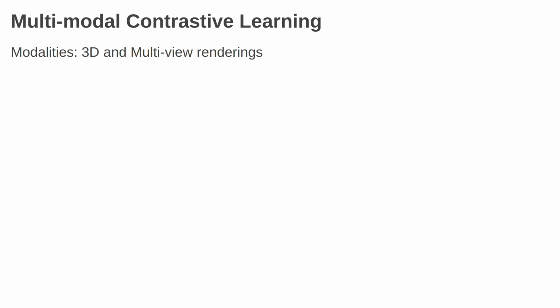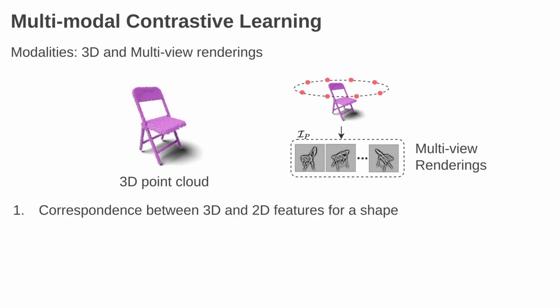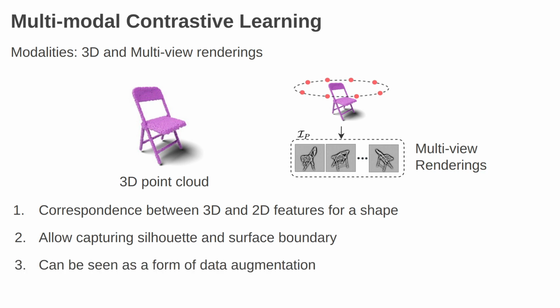We also leverage the idea of multimodality within the source and target domains. Given a point cloud, we use its multi-view renderings as another modality in our contrastive learning module. We do so to incorporate correspondence between 3D and 2D features. They also help to capture silhouette and surface boundaries that are harder to derive just from point-wise distances. Also, they can be seen as a form of data augmentation.